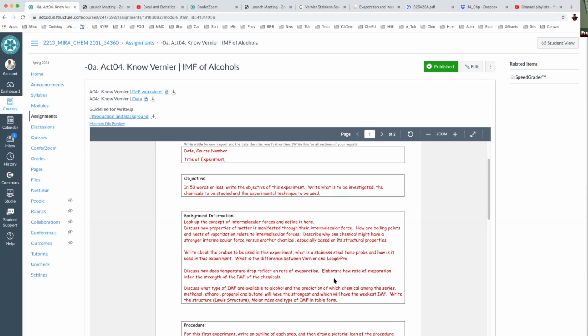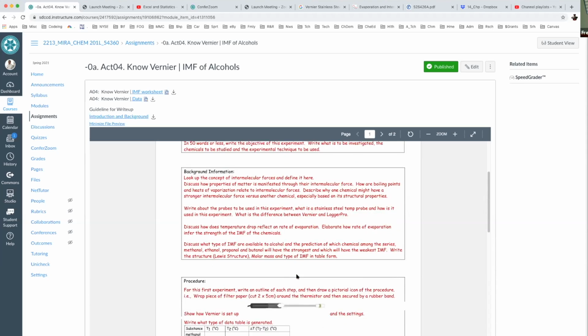So since this is the first time that it's being used, you need to make sure that you explain it to your audience. Discuss how does temperature drop reflect on rates of evaporation? How does the temperature change, or the drop in the temperature as something evaporates, relate to intermolecular force? Elaborate how rates of evaporation infers the strength of intermolecular force.